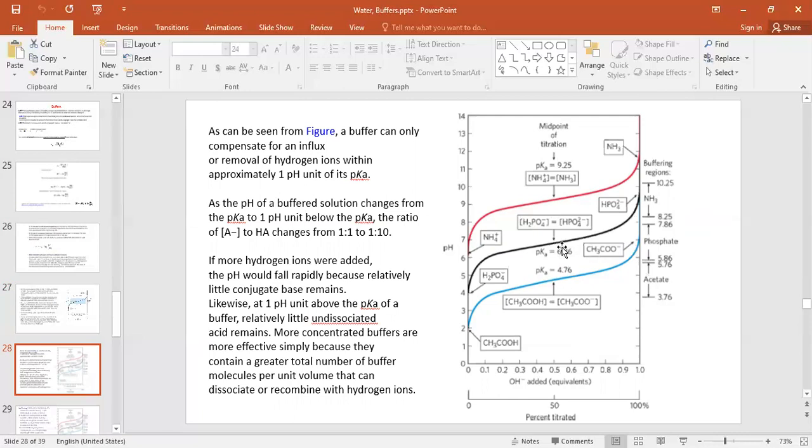Buffering capacity depends on the pH of the solution, and at the same time on the concentration of weak acid and conjugate base. More concentrated buffers are more effective simply because they contain a greater total number of buffer molecules per unit volume that can dissociate or recombine with hydrogen ions.